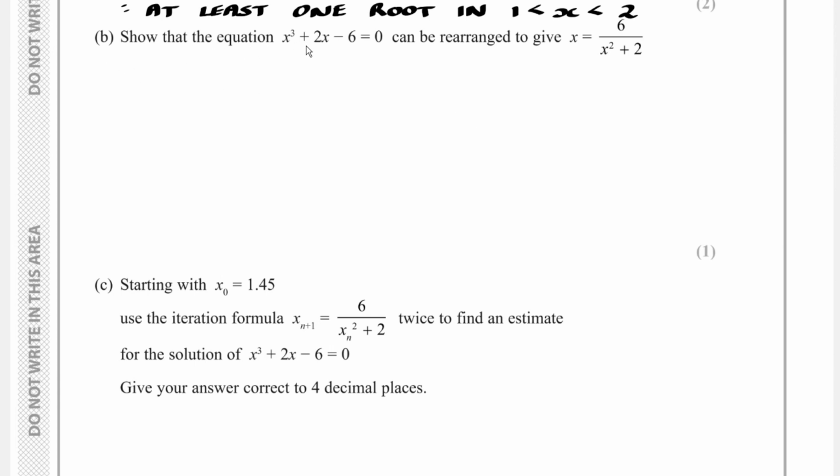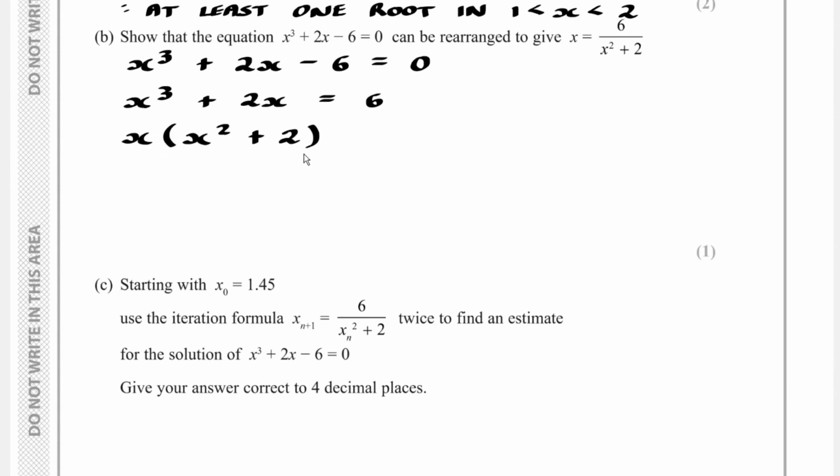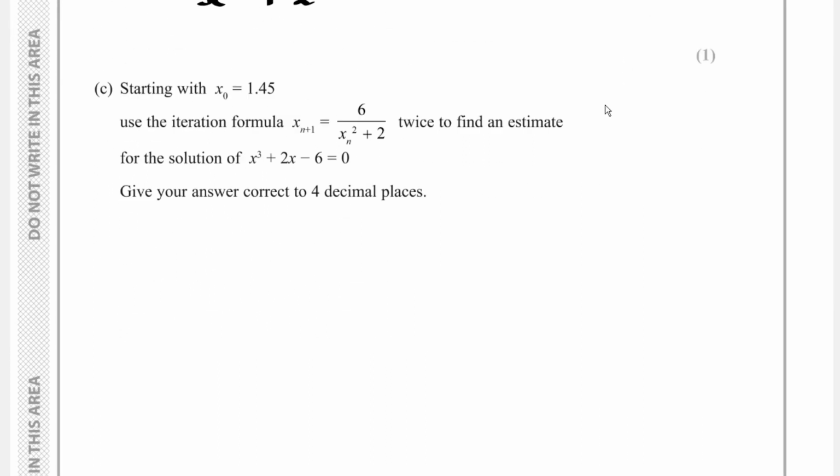Part B, show that the equation x cubed plus 2x subtract 6 equals 0 can be rearranged to give x equals 6 over x squared plus 2. So we start off with this equation x cubed plus 2x subtract 6 equals 0. If I add 6 to both sides, x cubed plus 2x is equal to 6. And if I factorise out an x from the left hand side, I have x multiplied by x squared plus 2 equals 6. And if I divide both sides by x squared plus 2, you will find x to equal 6 over x squared plus 2, which is what we wanted to show.